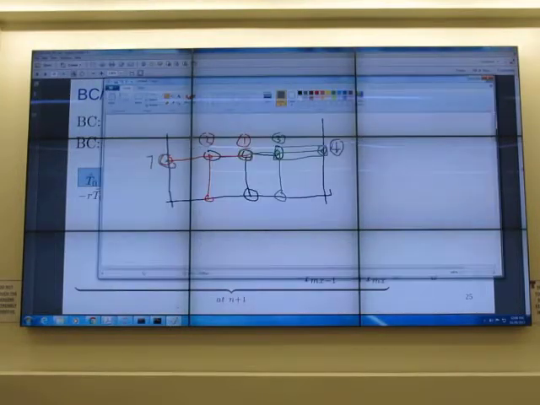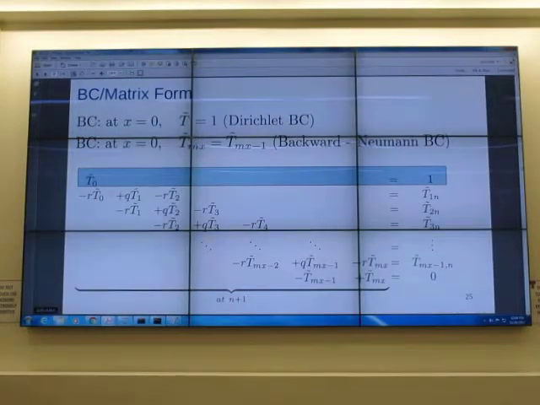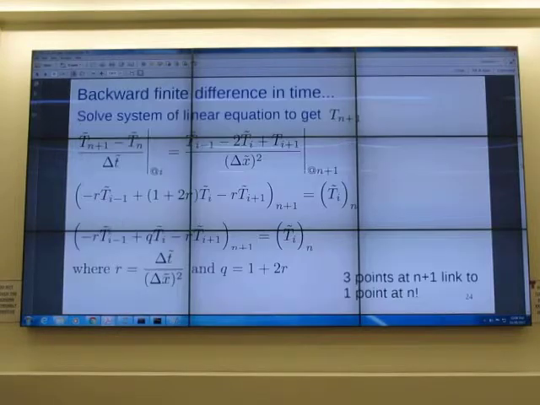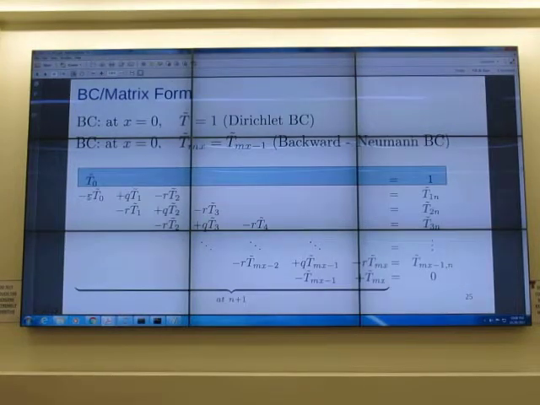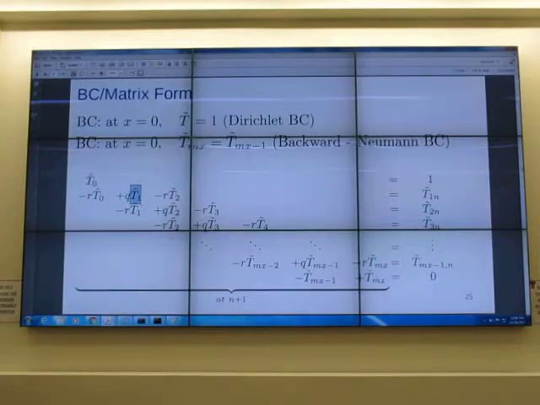So that is for the point on the boundary. So the next point, I have minus r, t i minus 1. Next point means i equal to 1, so i minus 1 is 1 minus 1, which is 0. Right? So I have minus r multiplied by t0 plus q multiplied by t1 minus r multiplied by t2 equal to t1 at the current step. Everything on the left is at the next step.